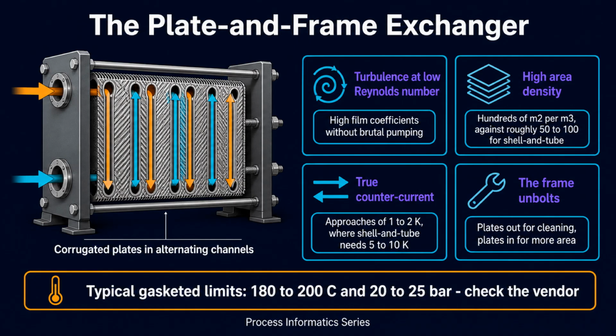The channel arrangement gives true countercurrent flow, so the correction factor F of Chapter 2 stays near 1 and approaches of 1 to 2 Kelvin are achievable where a shell-and-tube unit would need 5 to 10. And the frame simply unbolts for cleaning. The limits are in the seals. Typical gasketed service caps out near 180 to 200 degrees Celsius and 20 to 25 bar.